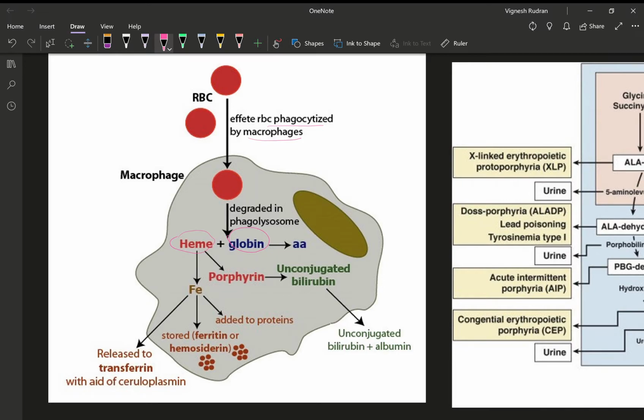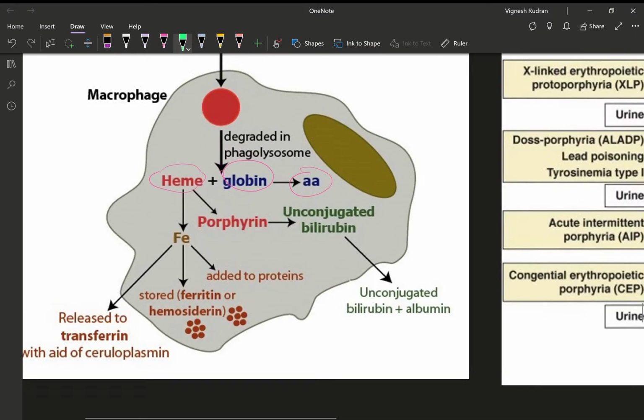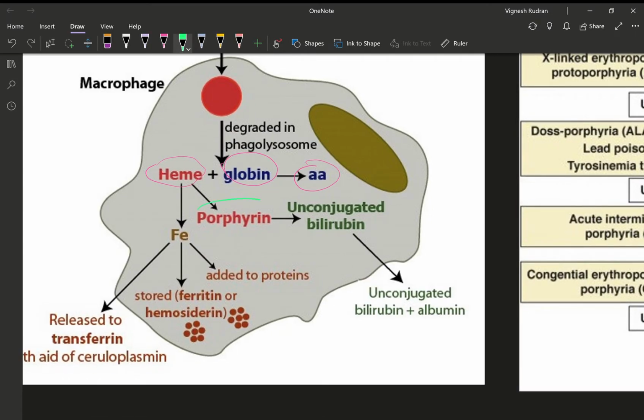Okay, the globin part contains lots of amino acids which are reused when broken down. So very efficient system, I would say. Heme is converted into porphyrin over here. So porphyrin metabolism is a very important thing, and a lot of tumors and inherited diseases are caused due to different defects in different enzymes in this porphyrin metabolism.